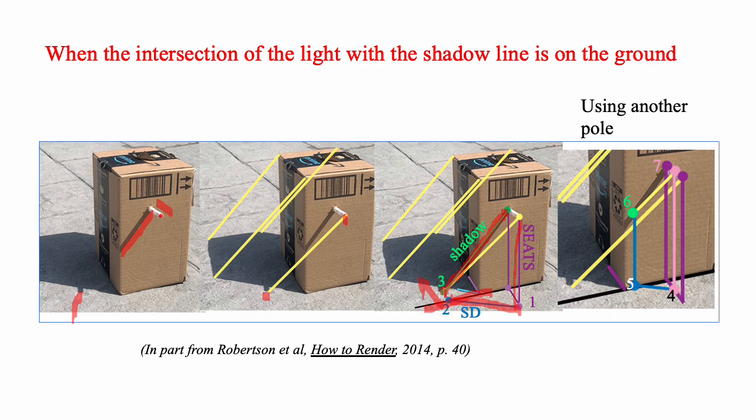Now, another way we could do this is to introduce another vertical pole here so that when the shadow goes toward the shadow vanishing point, it hits the box, it goes vertically up, and we get this point 6, which helps us find this shadow.